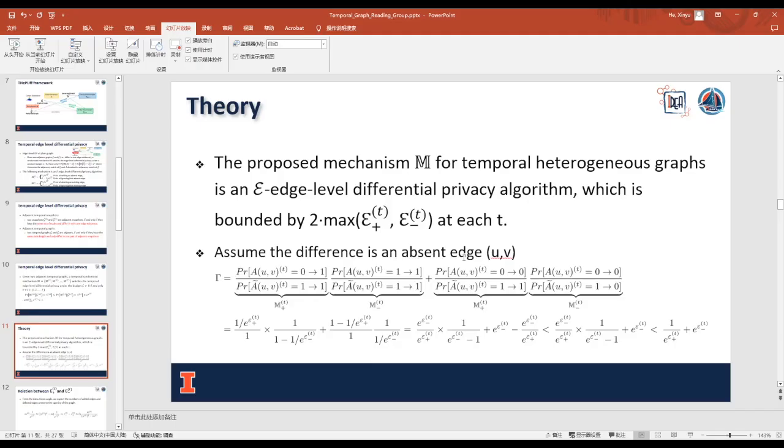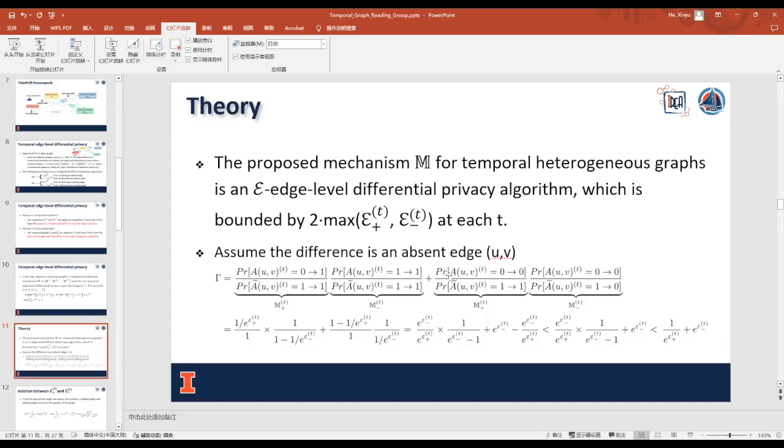Consider a simpler case where the graph G and its adjacent graph differ in only one absent edge. This means that in the adjacency matrix A of the graph G, there is no edge between node U and V, but in the adjacency matrix of the adjacent graph A tilde, there is an edge between U and V. The probability gamma is the probability that after the perturbation mechanism M, A and A tilde become the same. This consists of two possibilities. The first possibility is that when we do the plus mechanism in M plus, we add the edge to A, and the other entries remain the same.